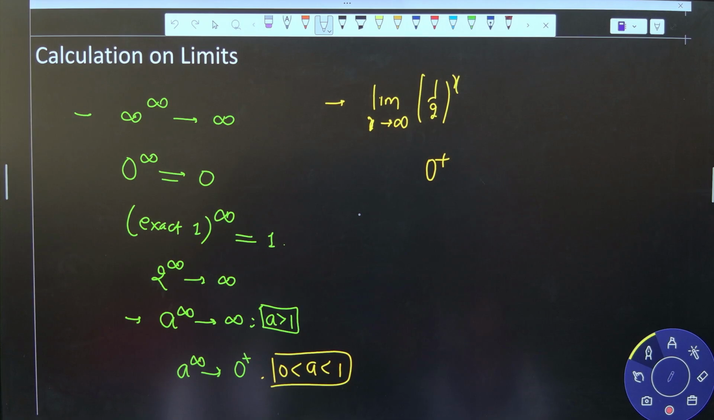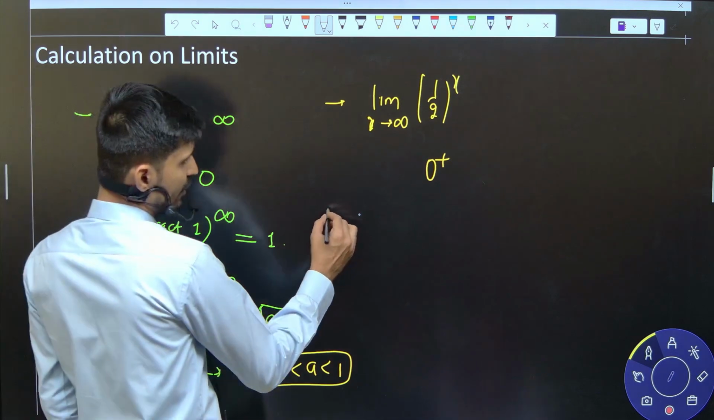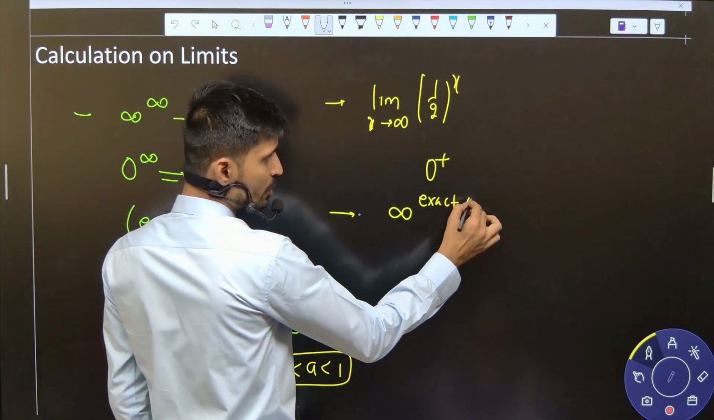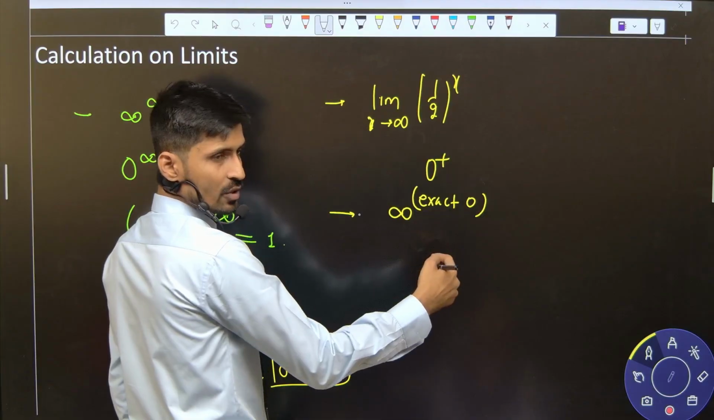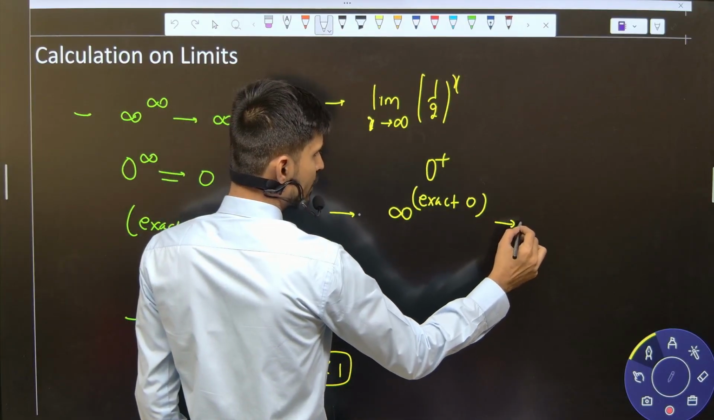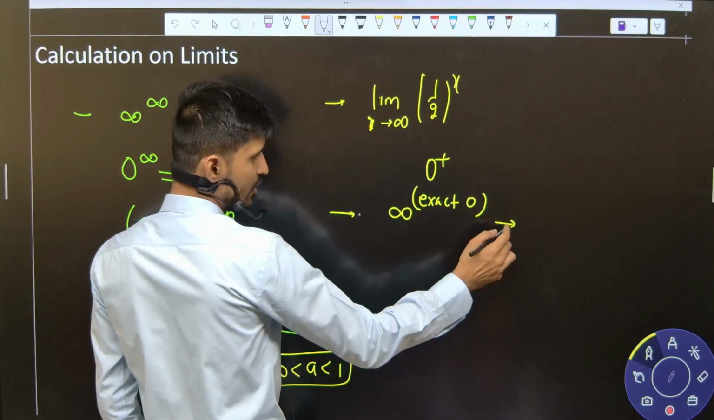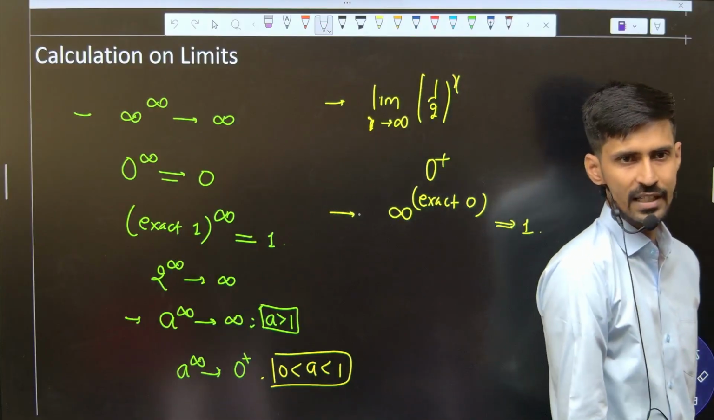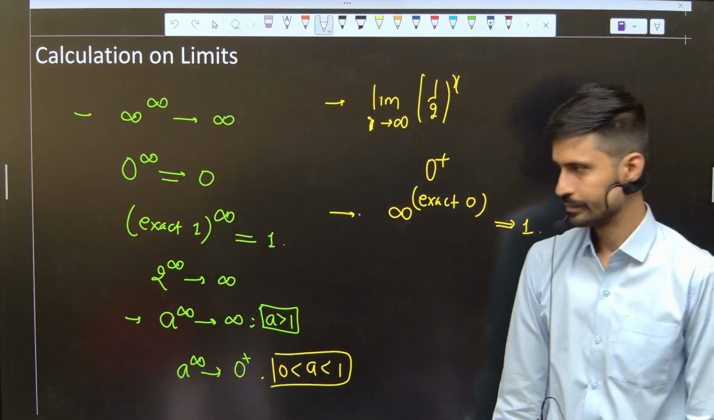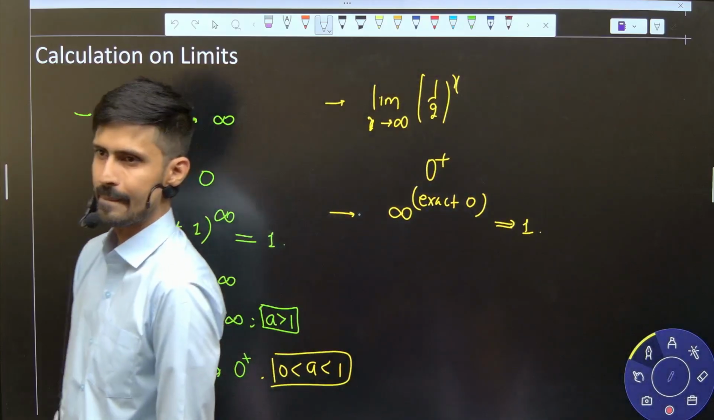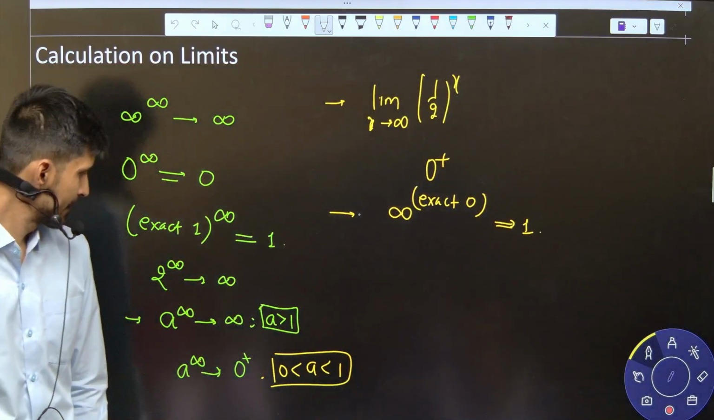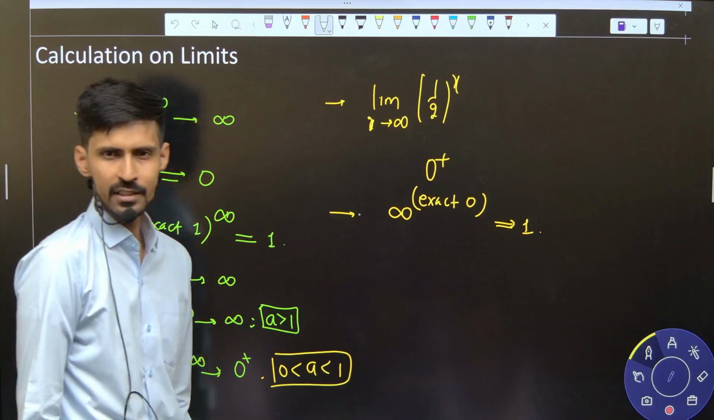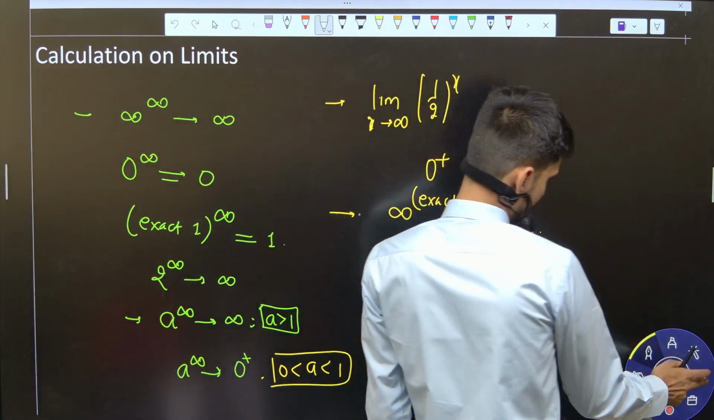Infinity raised to 0. Infinity raised to exact 0. See, when I am writing exact 0, exact 0 is not 0 plus. That will be 1, not tends to 1, equals to 1. Infinity raised to exact 0 is 1. Okay? So the calculation on limits is over.